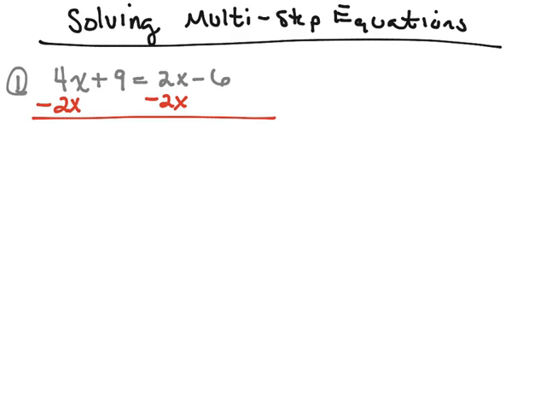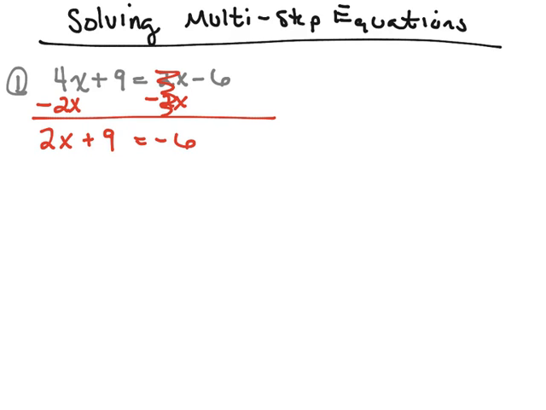Alright, so by subtracting two x's, I no longer have any x's here. All I have is that negative 6. Remember, I'm subtracting those two x's from the 4 x's I had to begin with. So 4 x's minus 2 x's would give me 2 x's. Bring down that plus 9. So this is our first step.